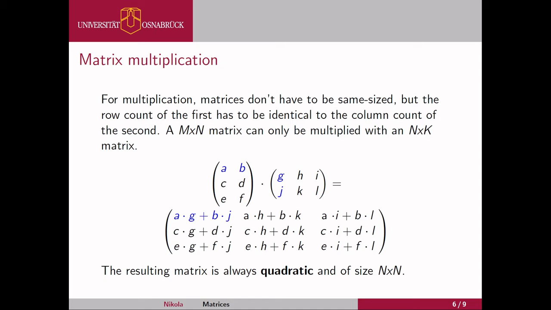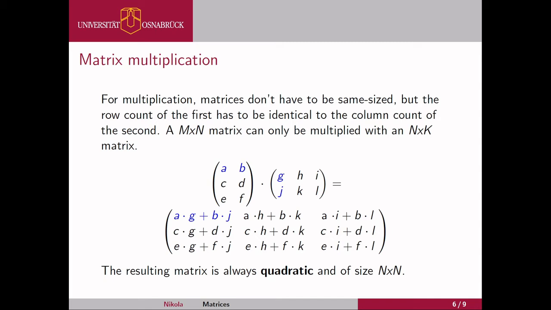Each entry in the resulting matrix has a row and a column, right? And in order to obtain it, we multiply the values in the corresponding row of the first matrix with the corresponding column of the second matrix.